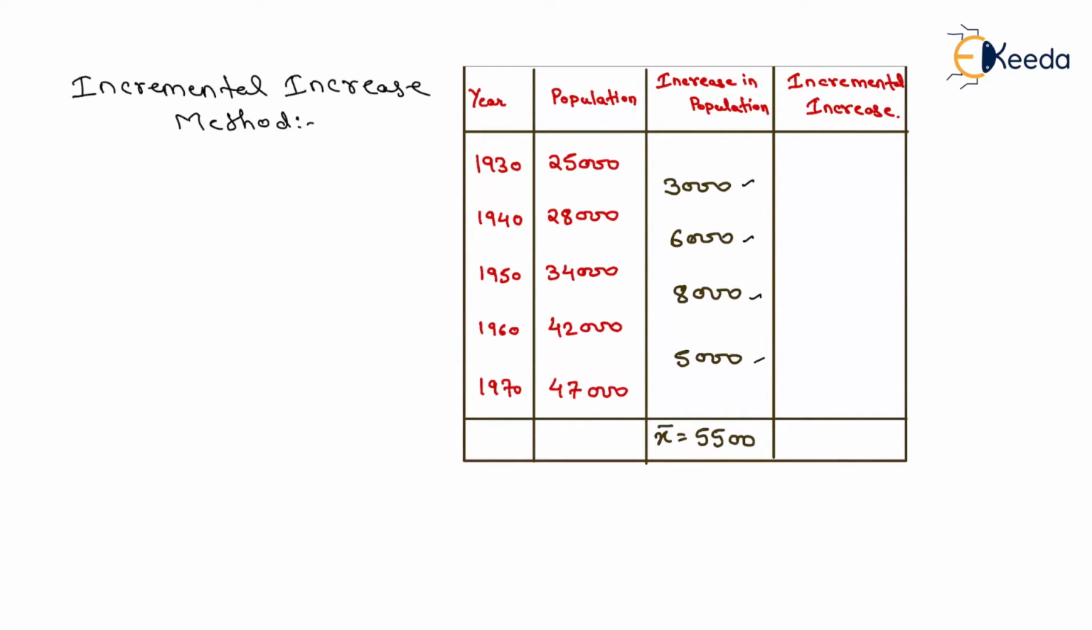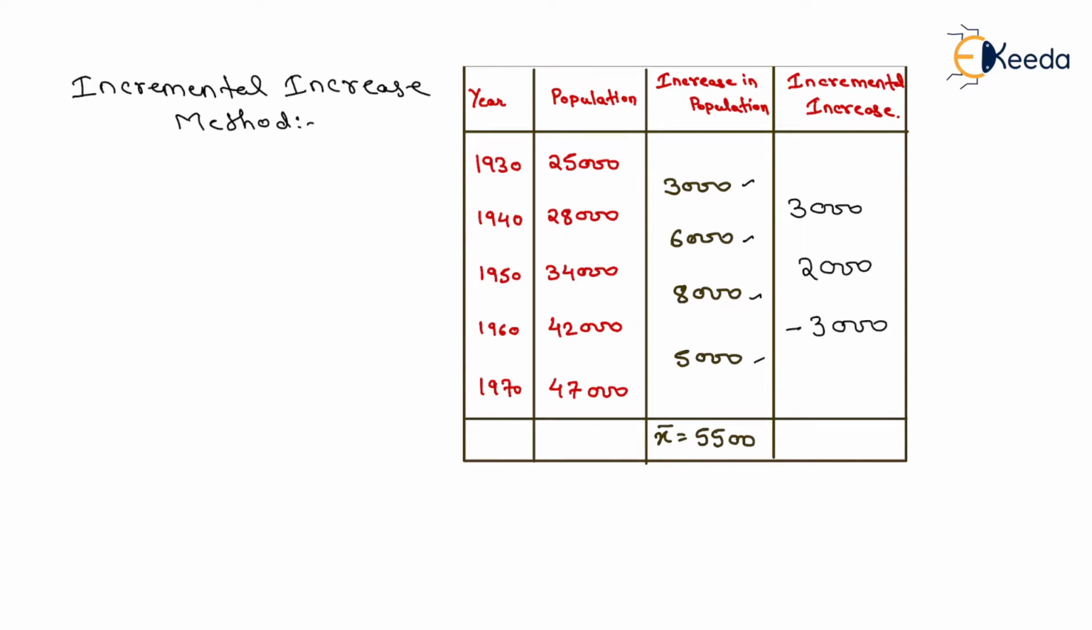Now we need to determine the increment in the increase in population. From 3,000 to 6,000, the increase will be 3,000. Similarly, from 6,000 to 8,000, the increase will be 2,000. Now from 8,000 to 5,000, what will be the change? Here the population is not increasing, it is decreasing, so we need to show that value with a negative sign, and it will be minus 3,000.